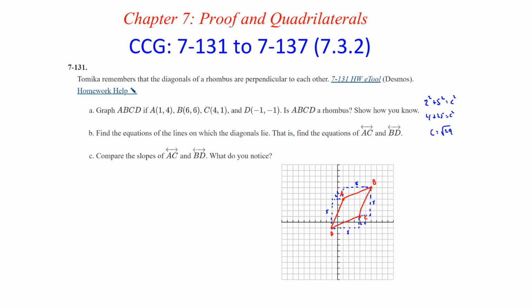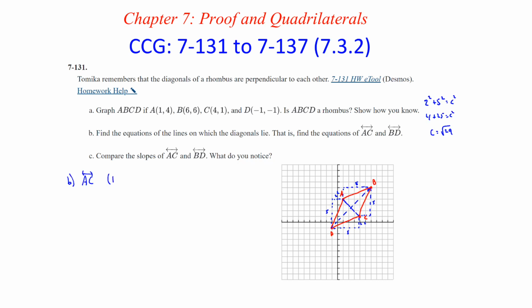Part B, find the equations of the line on which the diagonals lie. That is, find the equations AC and BD. So we're looking for these lines AC and line BD. So we need slope and y-intercept. We can always take 2 points and algebraically figure that out. I kind of got a mess on my graph right now, so it's hard to see anything else, but I'm looking for the equation for AC.